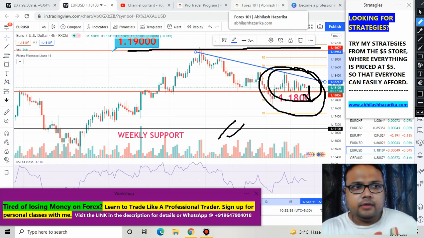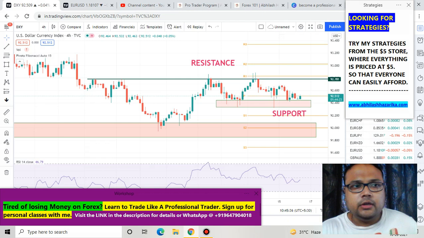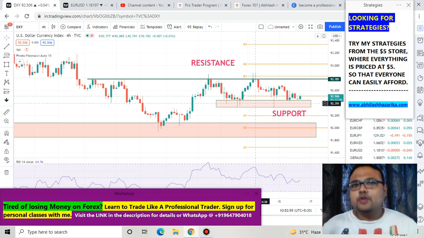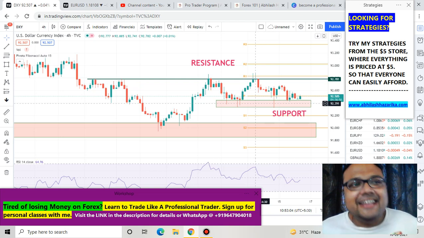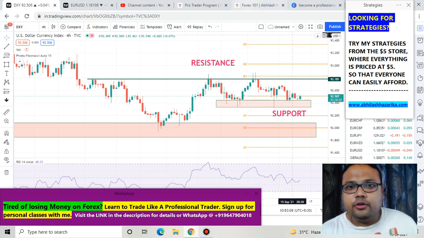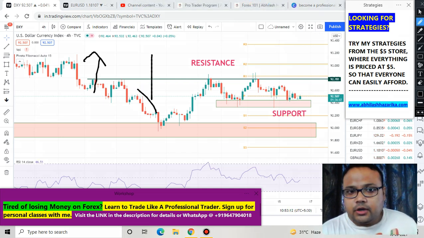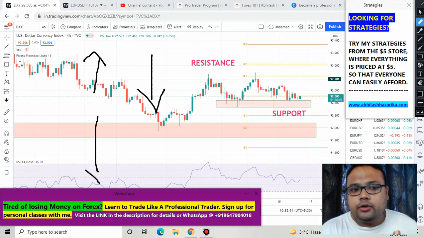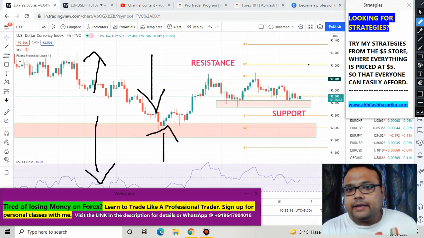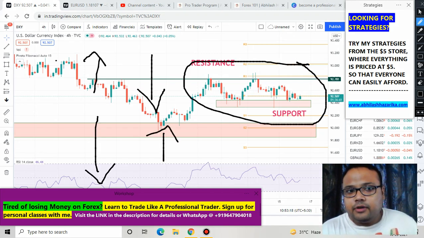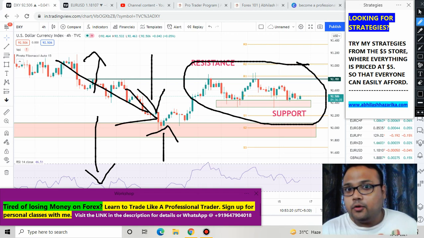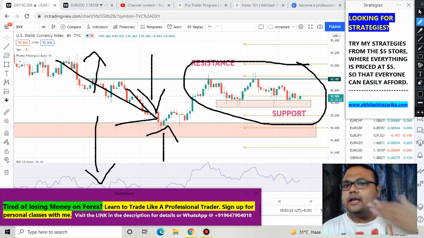If you look at the DXY, the US dollar chart here, as we all know, DXY, the US dollar, is the king of all charts. It has a huge impact on the Forex market and a correlation with the Euro USD, because when the dollar goes up, Euro USD goes down, and when the dollar goes down, Euro USD goes up. You can see that the US dollar, after this huge fall, is trading in a range here.